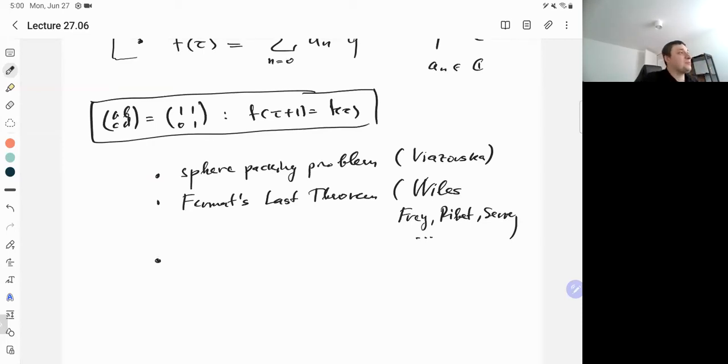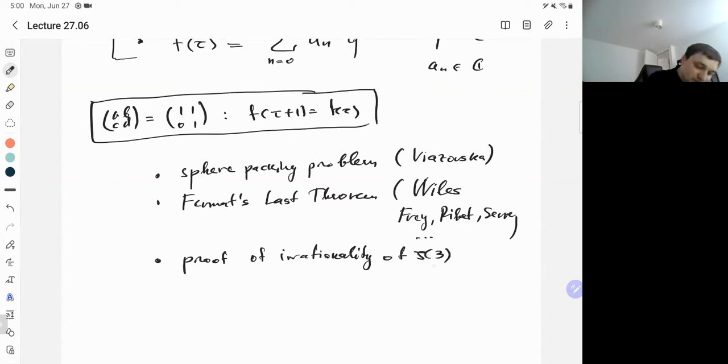What other striking examples can I give? I guess there's a proof of irrationality of zeta 3. This is a famous result of Apéry, but the proof I'm talking about is, well, Apéry's proof in principle has something to do with modular forms, but in a hidden way, but the proof is due to Fritz Beukers. So this is a modular proof.